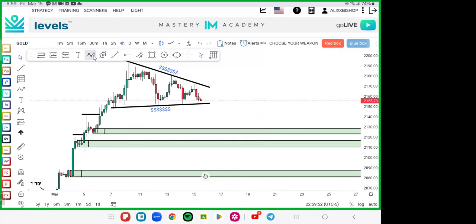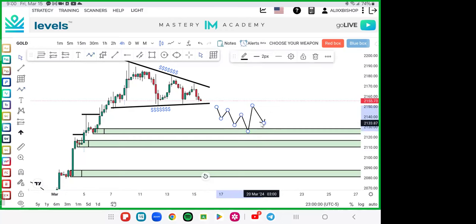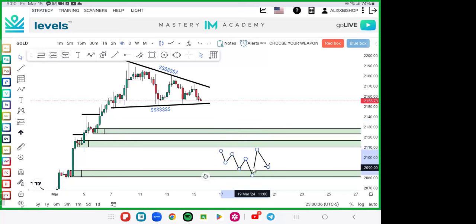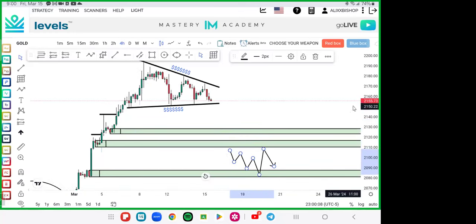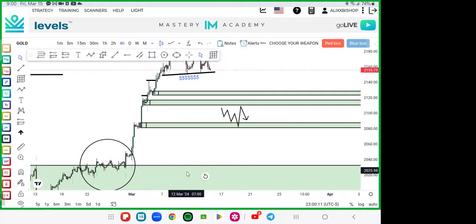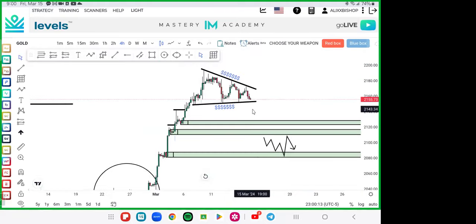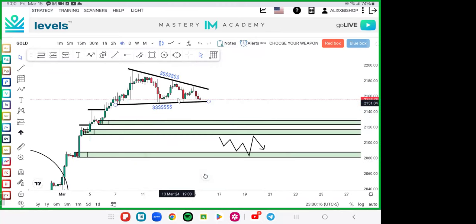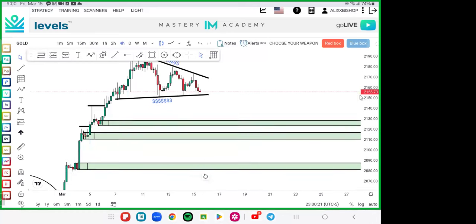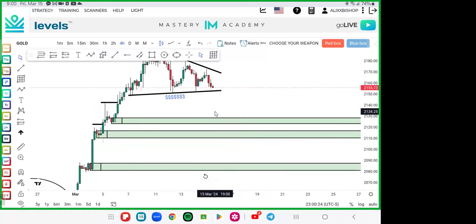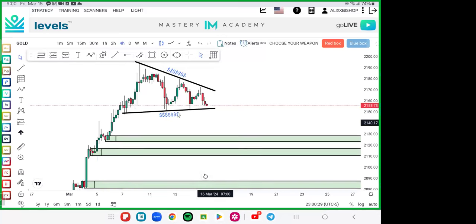Now, this can happen on any one of these zones, right? That's why we need to be ready. This can happen on this zone, it can happen on this zone, or it could happen on this zone, right? Or it can go past all of these and come right back down. But as of right now, on the 4 hour, these are the starting points that are the closest to market structure, right? So in my eyes, this is pretty solid, especially with the risk to reward. I'm liking this setup.